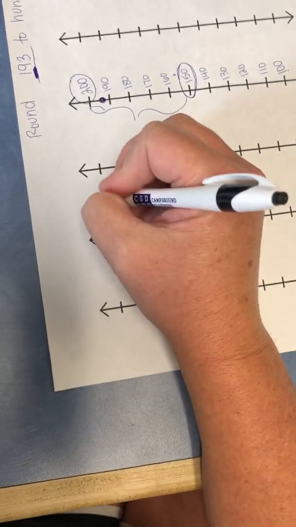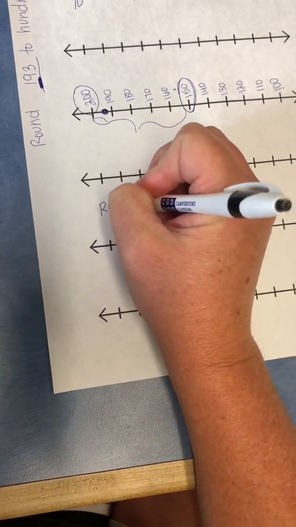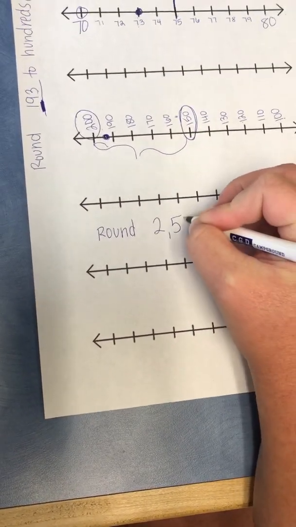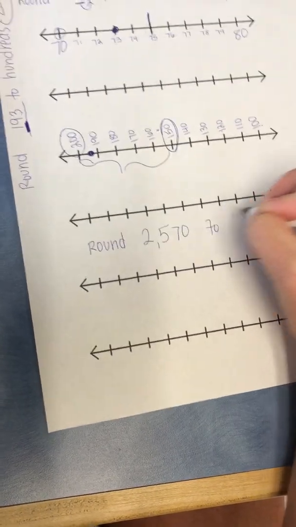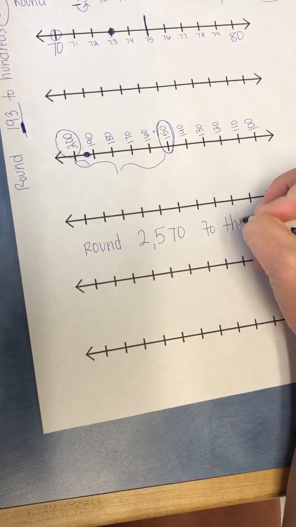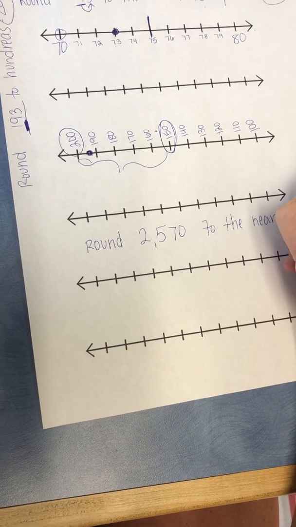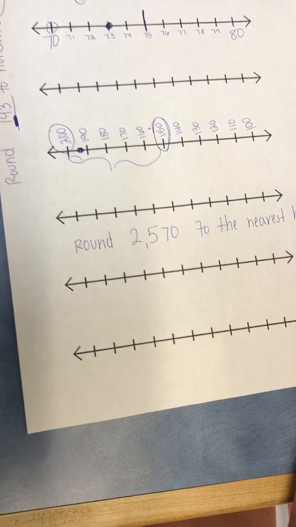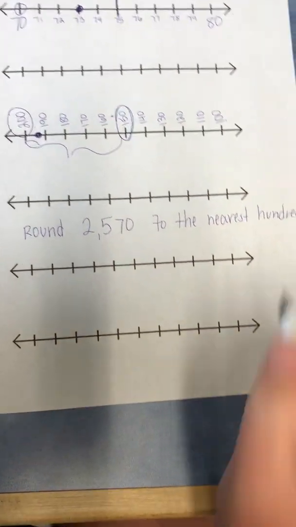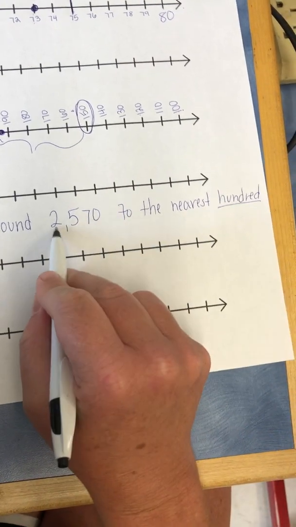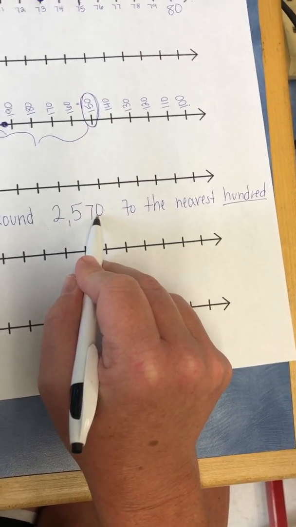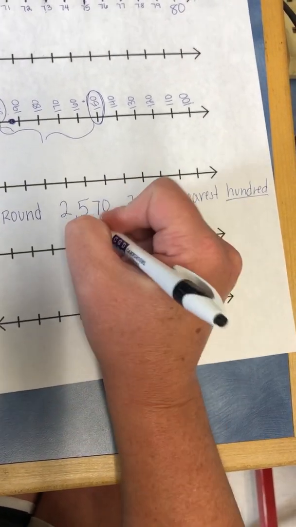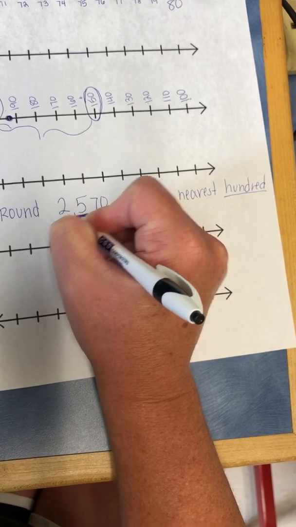We'll do thousands. Let's round 2,570 to the nearest 100. Okay? So it says the nearest 100, so I'm going to look at my number and identify the hundreds place. Well, this is the ones, the tens, the hundreds, and the thousands. So here's the hundreds place.